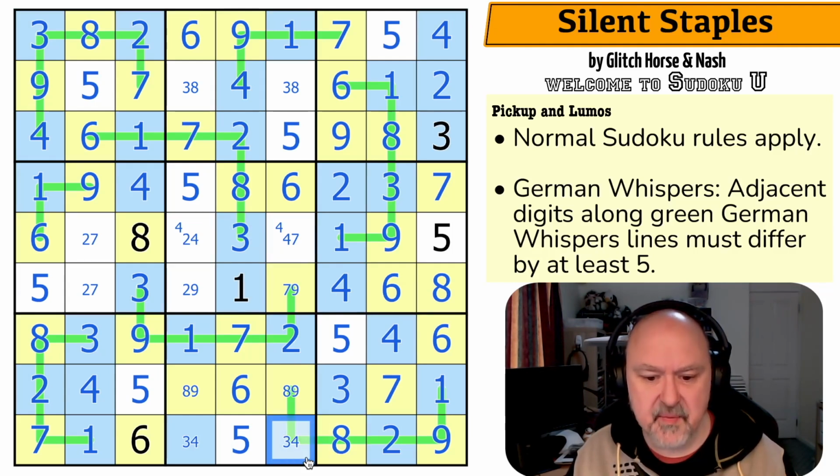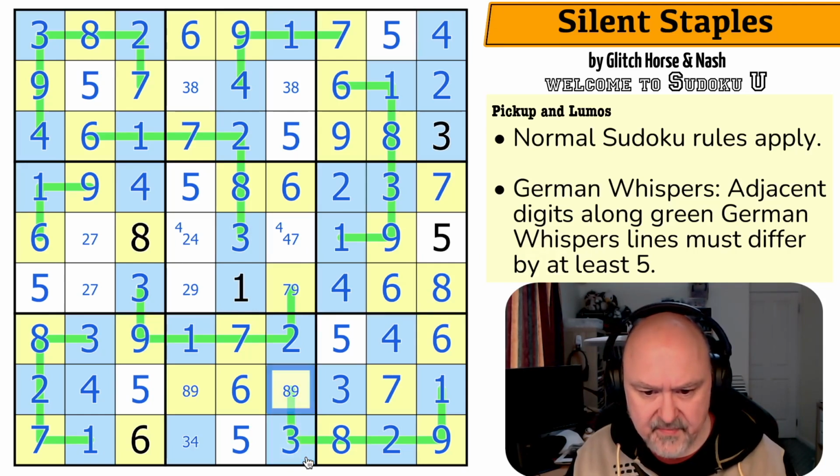8 means that can't be a 4. That's the 3. So that's the 4. The 4 looks up making that the 2, which makes that the 9, which makes that the 7, which makes that the 4. The 7 looks back making that the 2, and that the 7.